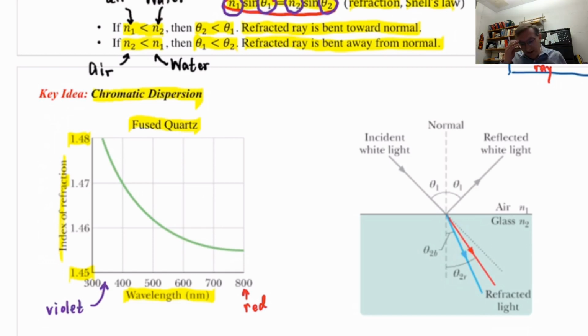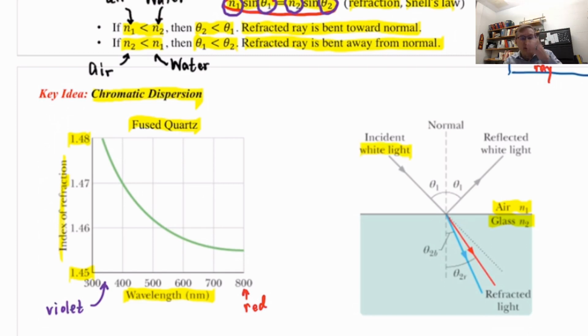What's one of the consequences of that? Let's go back to our standard picture of an interface between two materials. Let's take air and glass. There's the normal, the dashed line perpendicular. Here comes the incident light, and this is called, notice, white light.